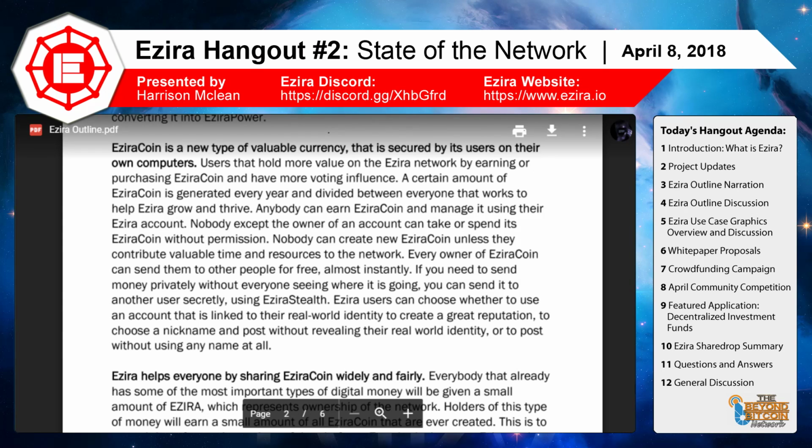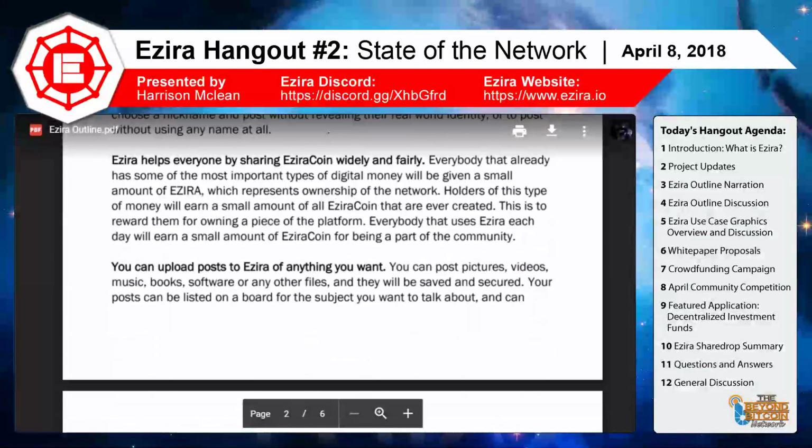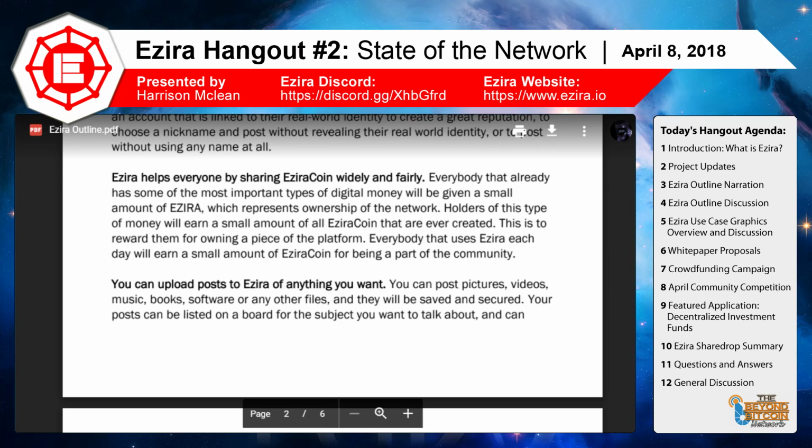Ezira users can choose whether to use an account that is linked to their real-world identity to create a great reputation, to choose a nickname and post without revealing their real-world identity, or to post without using any name at all. Ezira helps everyone by sharing Ezira coin widely and fairly. Everybody that already has some of the most important types of digital money will be given a small amount of Ezira, which represents ownership of the network.